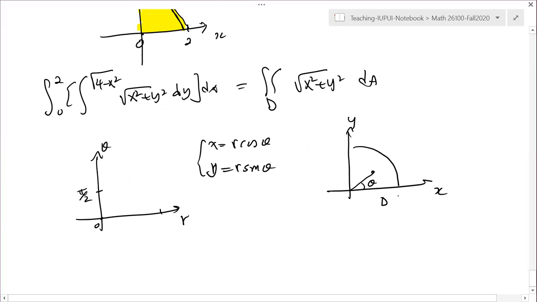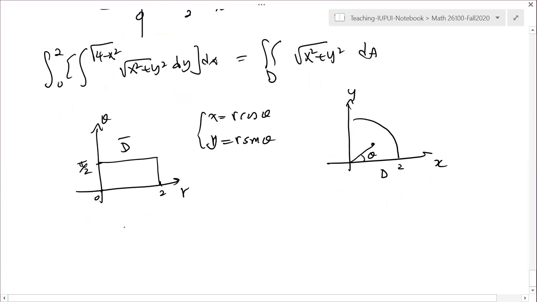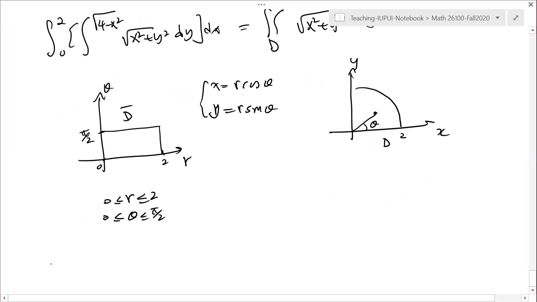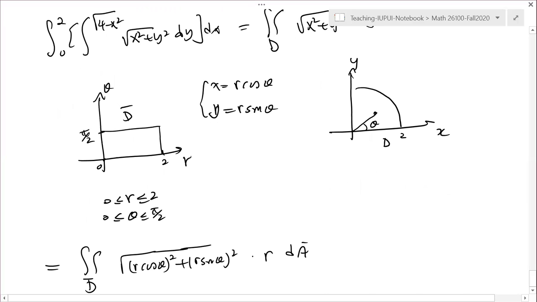And r is between 0 and 2. So you get a rectangular domain. That's great. So r is between 0 and 2, theta is between 0 and pi over 2. Okay, then that double integral becomes the double integral on this rectangle. And x squared is going to be (r cosine theta) squared, plus (r sine theta) squared. Then we have r dA.